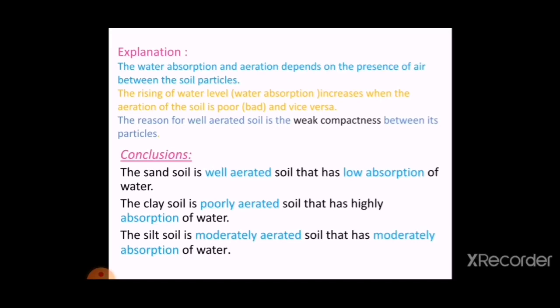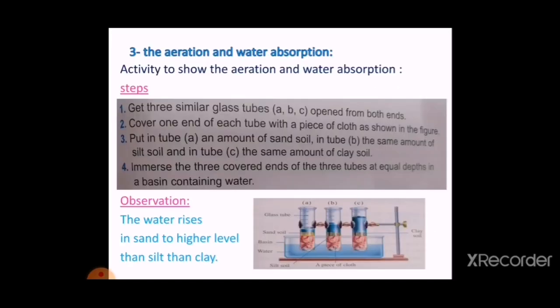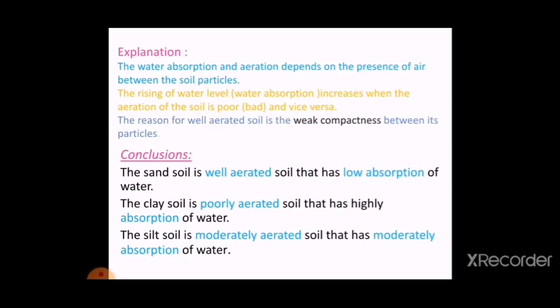So we can conclude that the sand soil is well-aerated soil that has low absorption of water. The clay soil is poorly aerated soil that has high absorption of water. The silt soil is moderately aerated soil that has moderate absorption of water.